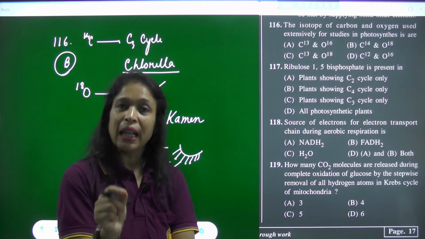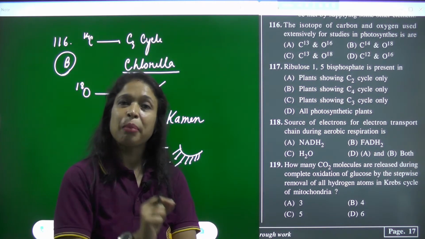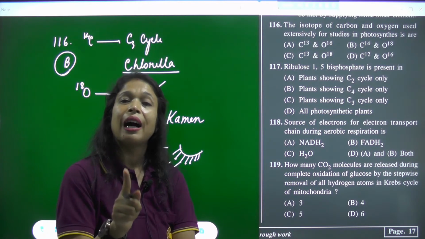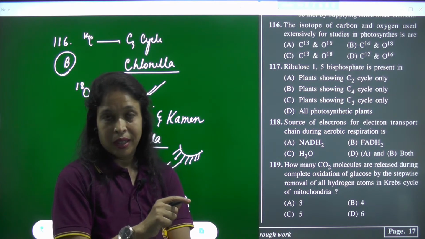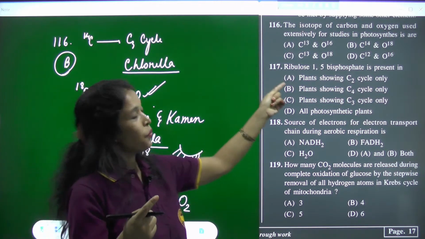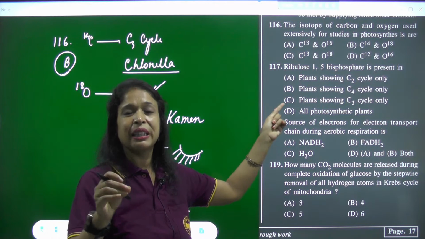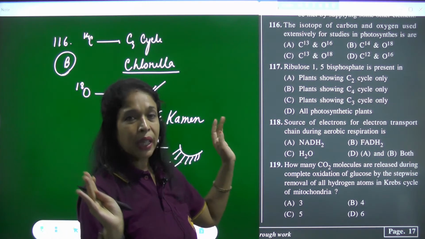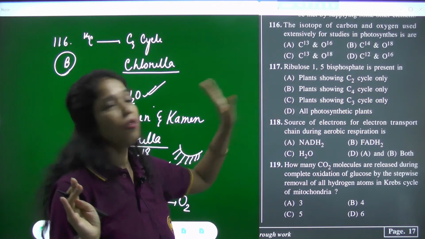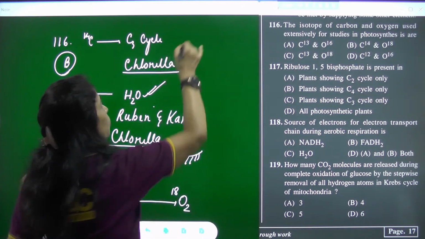And to perform Calvin cycle, what is the carbon dioxide acceptor? It is RuBP, ribulose 1,5-bisphosphate. So ribulose 1,5-bisphosphate must be present in any type of photosynthetic plant. So what will be the answer? All photosynthetic plants for 117.